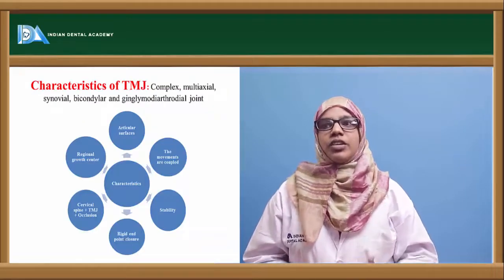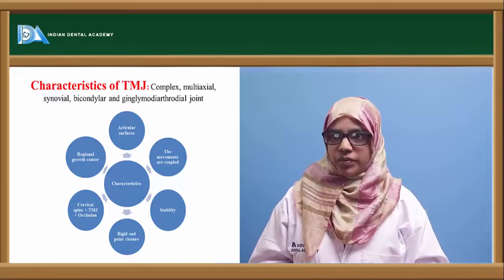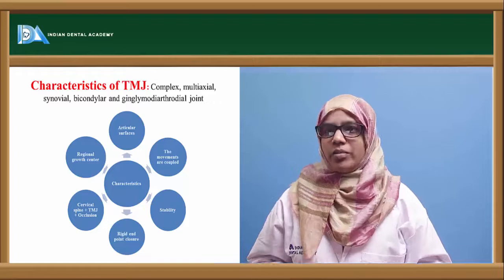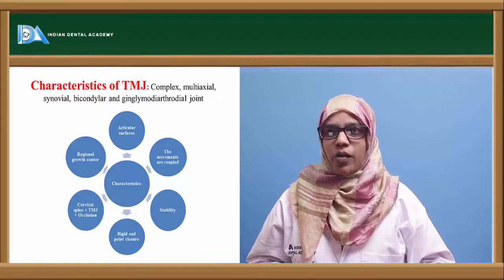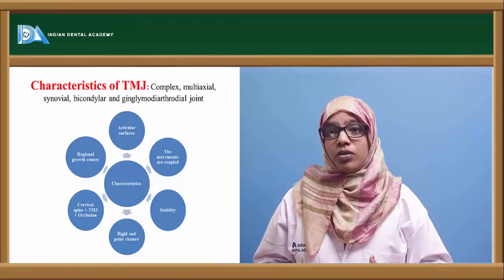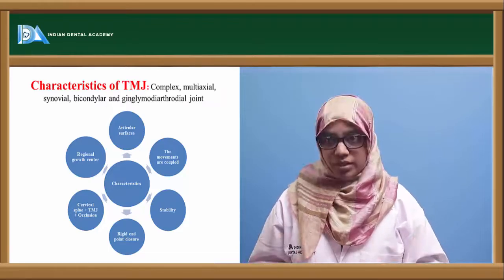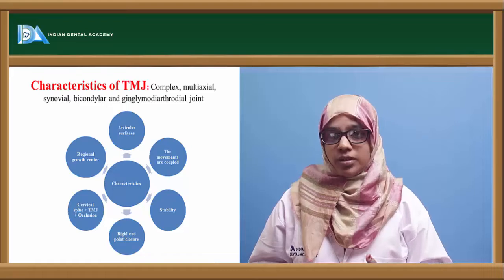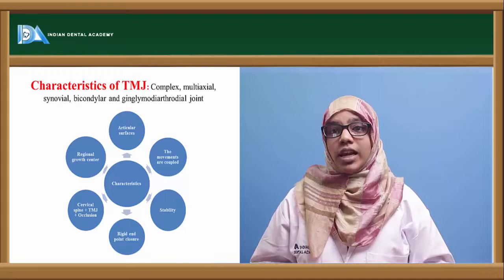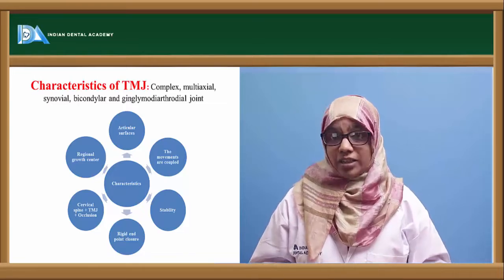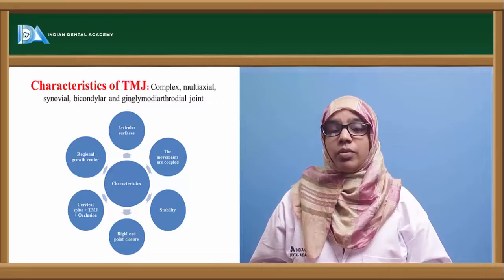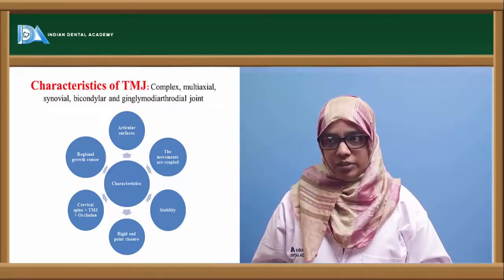Let's move on to the characteristics of the temporomandibular joint. A number of names have been given to this joint: complex, multiaxial, synovial, bicondylar and ginglymoarthrodial joint. Now this is because of its wonderful characteristics. To begin with, the articular surface. Like any other articular surface in the body, which is mostly lined by hyaline cartilage, the articular surface of the temporomandibular joint is lined by avascular fibrocartilage.